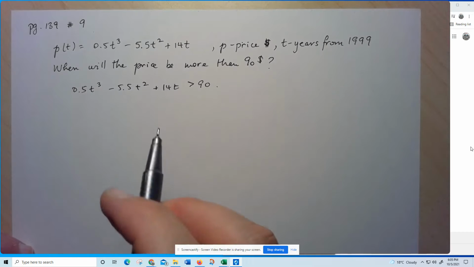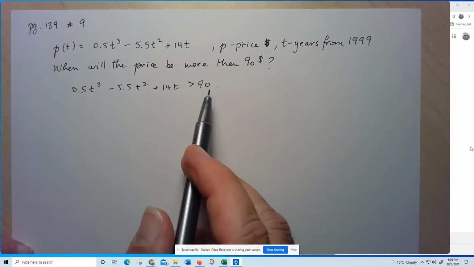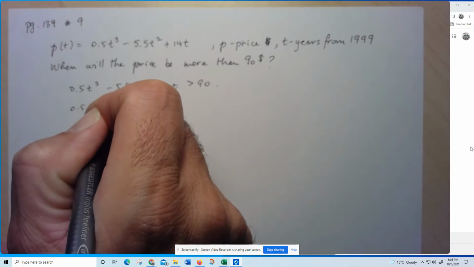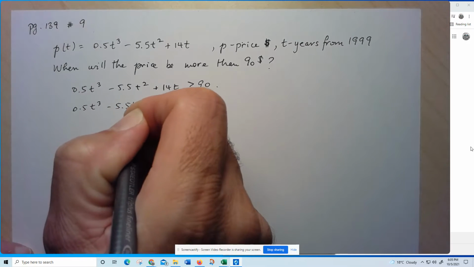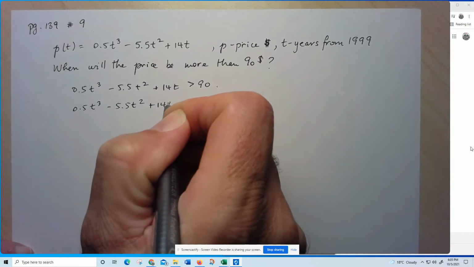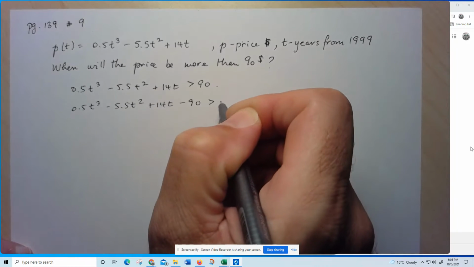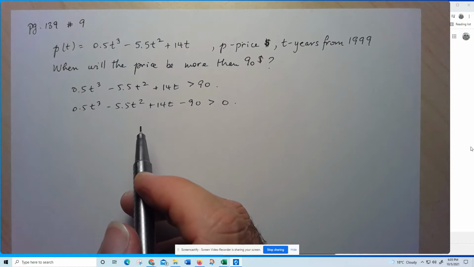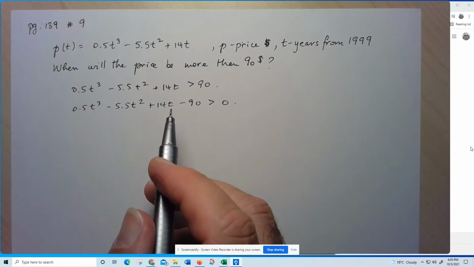The first step is to bring everything to one side of the inequality, so I'll bring the 90 to the other side. Here I've got 0.5t cubed minus 5.5t squared plus 14t, and then minus 90. Now the goal is to hopefully factor the left-hand side and use a graph to solve this inequality.